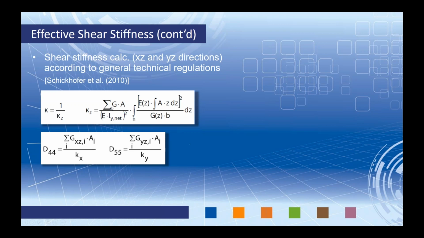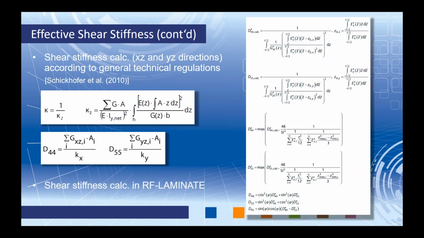So here are the equations for the shear correction coefficient. And we can see how that shear correction coefficient comes into play when calculating the D44 and the D55 stiffness matrix entries within the CLT panel. Now, within RF-Laminate, here are the complex equations that go into calculating D44 and D55. So this is how the module is calculating those stiffnesses.